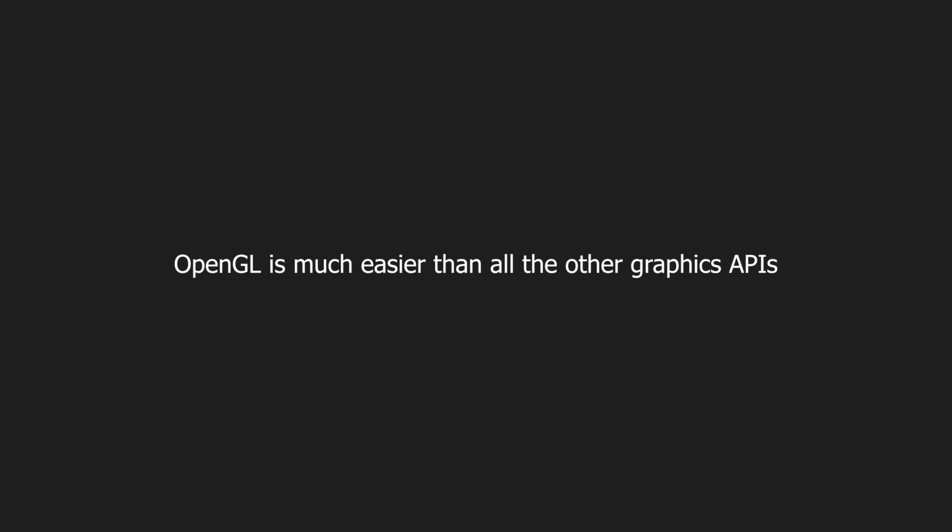One of the best things about OpenGL is that it is much easier to set up and use than all the other graphics APIs like Vulkan or DirectX or Metal, where Vulkan takes like 1000 to 2000 lines of code just to set up the window and render a triangle. OpenGL can do it in less than 200 lines.